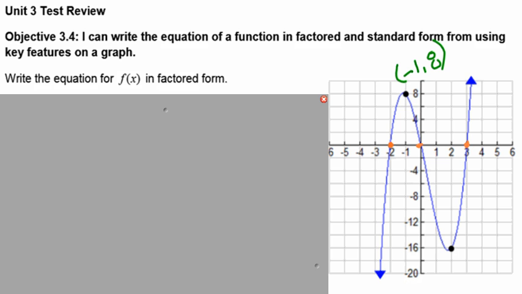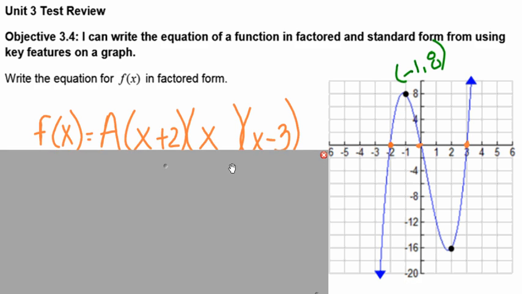Now the x-intercepts are talking about the transformations from your origin, and so if we have an x-intercept at (-2, 0), we went to the left 2 units. Having an x-intercept at (0, 0) means we didn't go anywhere, and then having an x-intercept at (3, 0) means we went to the right 3 units. So we're going to start by writing it in a transformational format.